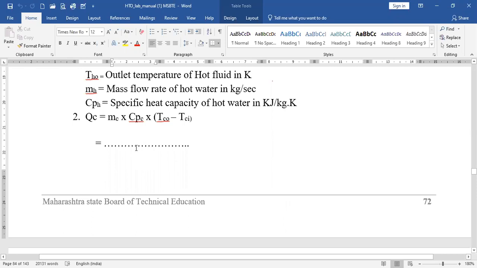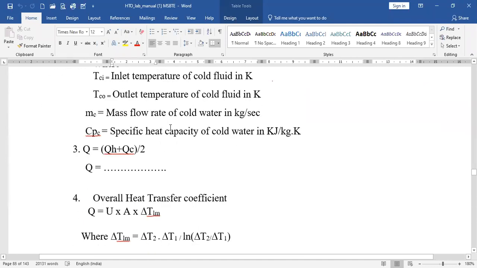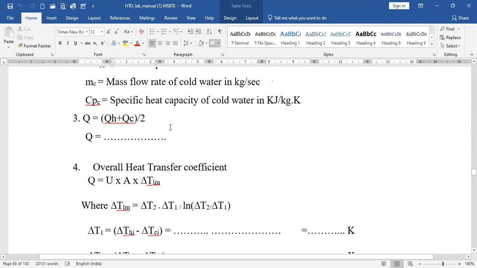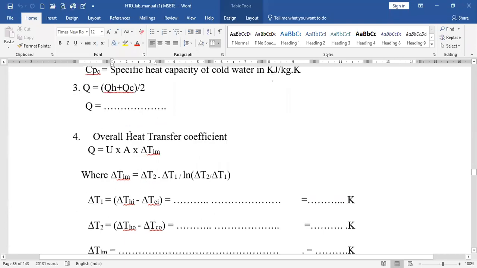In a similar way, we can calculate QC, that is the rate of heat transfer for cold fluid, with the help of mCp delta T calculations. So mC is the mass flow rate of cold fluid, CpC is the specific heat of cold fluid, and Tco minus Tci is the temperature difference of cold fluid. That is again the range of cold fluid, and that should be in watt again. And we must calculate the average rate of heat transfer. For that purpose, we have to take the average of QH and QC, that is QH plus QC divided by 2.